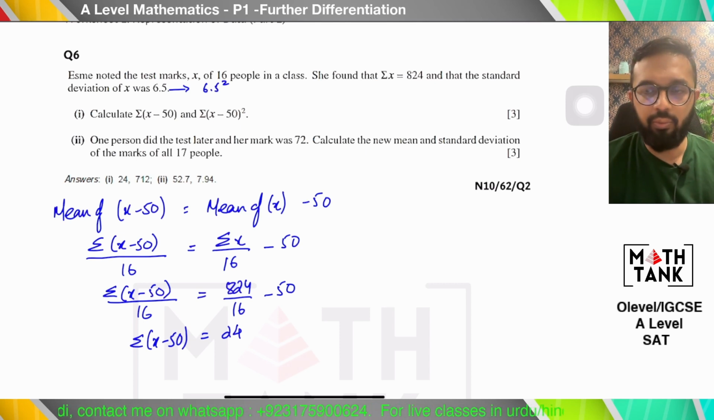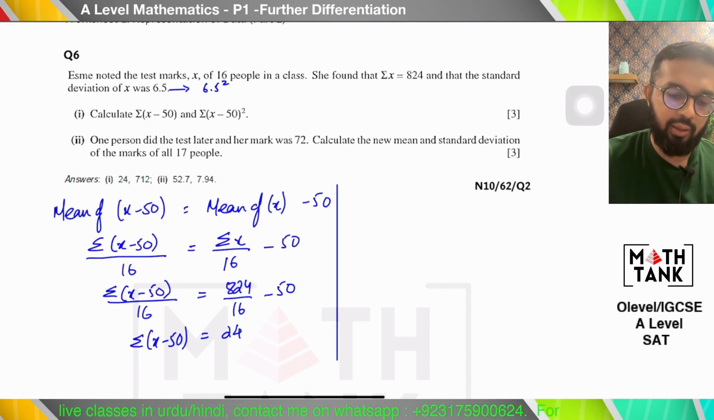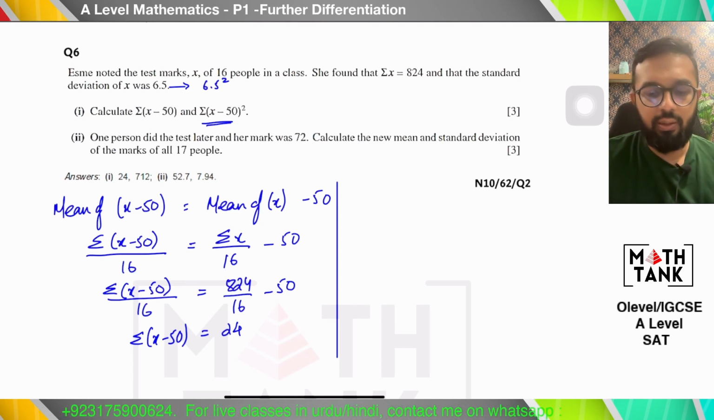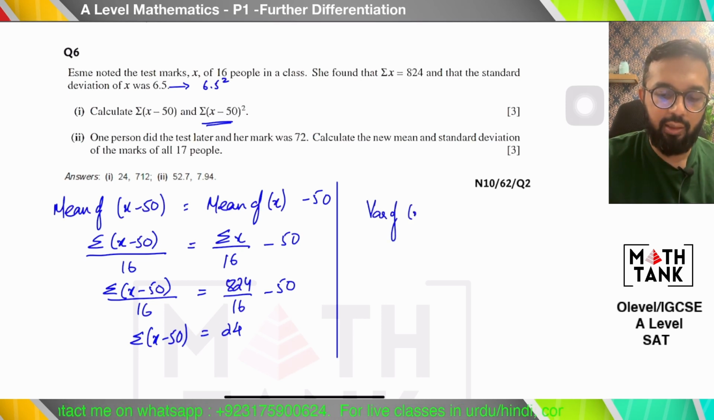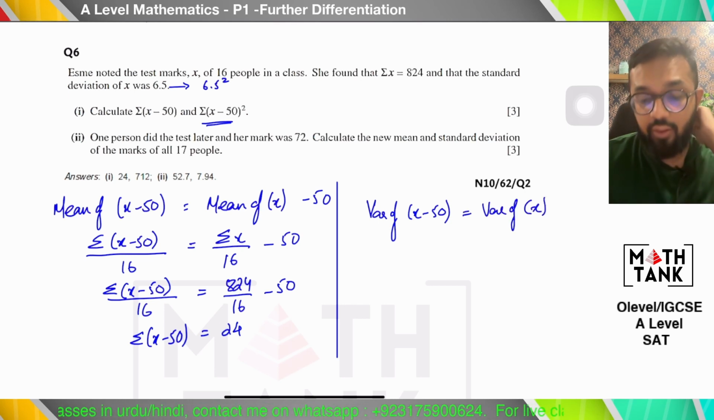I think I've used the same formula, same concept. I have changed nothing in this regard. So you should be able to get an answer out of this. Sum of (x minus 50) whole squared. So I'm now going to use the variance. The variance of (x minus 50) is the same as the variance of x. Coding doesn't change the variance or the standard deviation.